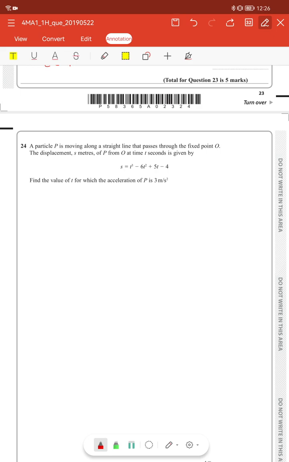Particle P is moving along a straight line that passes through the fixed point O. The displacement s meters of P from O at time t seconds is given by this. Find the value of t for which the acceleration is 3 meters per second squared. So remember, to find the velocity, we need to differentiate this. So we get 3t squared minus 12t plus 5. And then to find the acceleration, we would need to differentiate this again. So we get 6t minus 12.